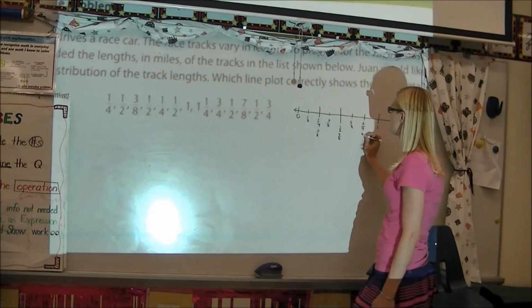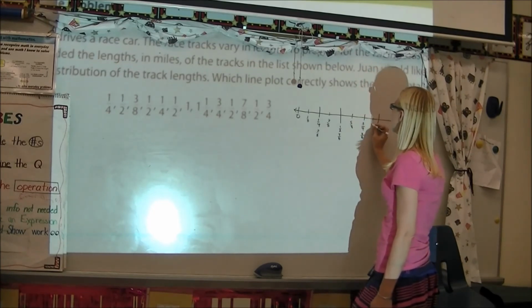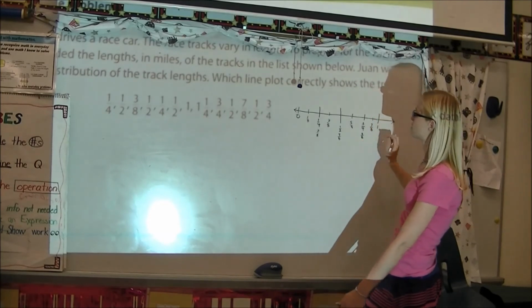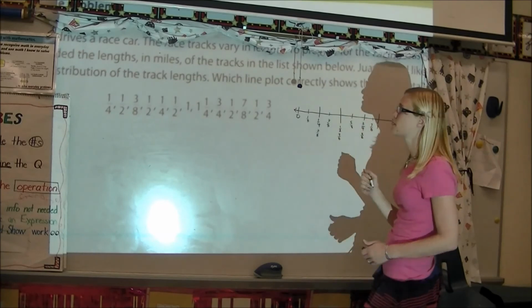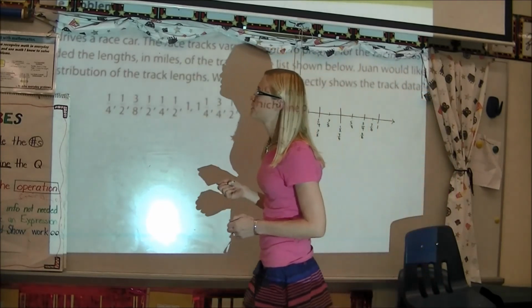5/8. This would be your 6/8. Your 7/8, and of course your 8/8 is 1/2. So now I've taken it and I've got 8s, I've got my halves, I've got my 4s, I've got it all there, and I can go through and plot it.